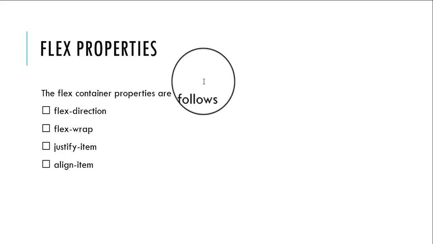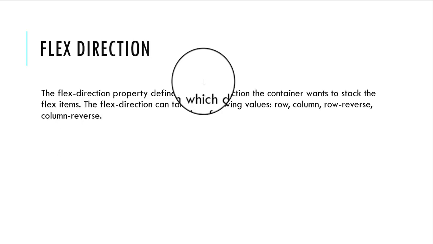Now let's look at the flex properties. These are some of the flex properties that we use: flex direction, flex wrap, justify content, and align items. Let's look at the use of these properties. The flex direction property defines the direction in which the container wants to stack the items, whether it's in a row format, a column format, row reverse, or column reverse. And I'm going to show you what this means right now.